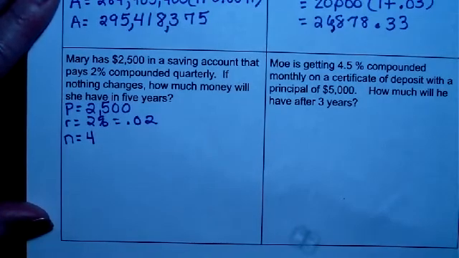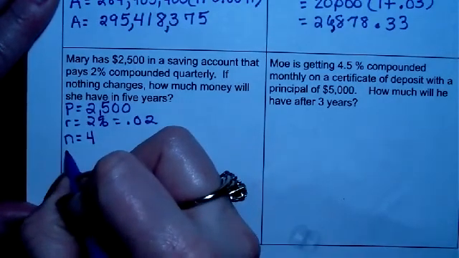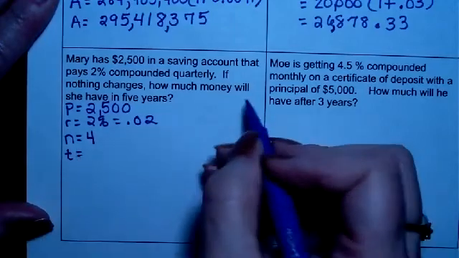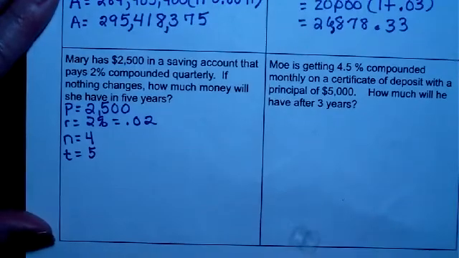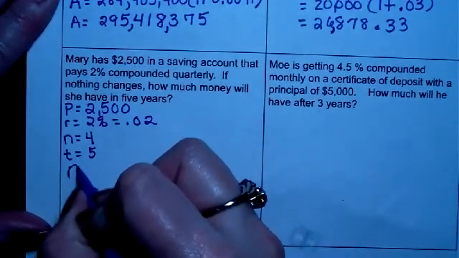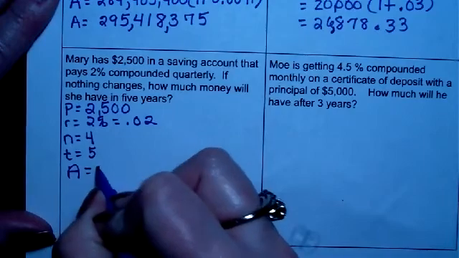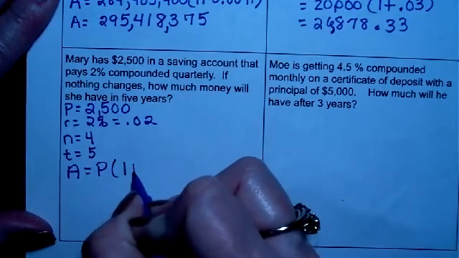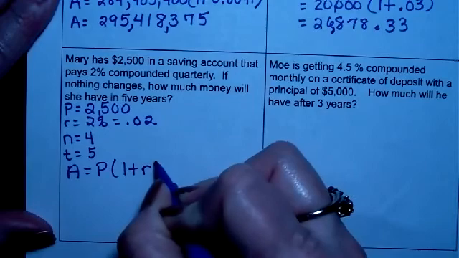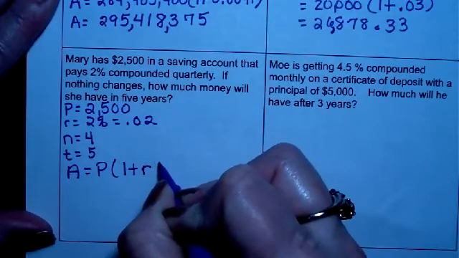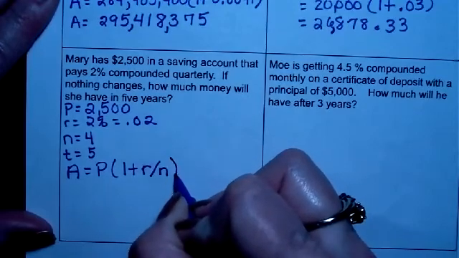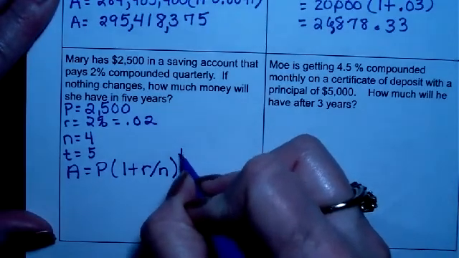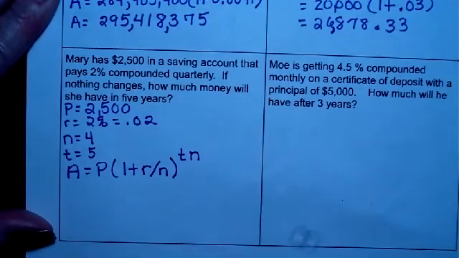Now, what else do I need? I need my T, and it says how much money will she have in 5 years? So that's a 5. Now let's go to our formula. Our formula is A equals P parentheses 1 plus R. And now watch right here. We're going to divide that R by N. So I'm going to have a fraction right there. Parentheses. And then right here, it's actually T times N. That's not for Tennessee. That's T times N.